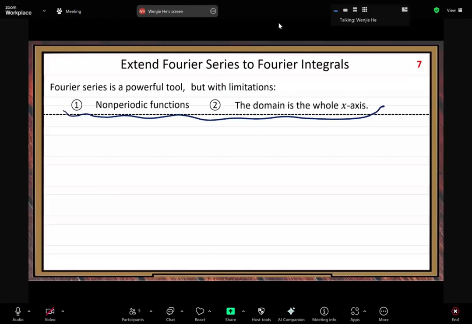Like the e function. The e function, you cannot use that way to describe, right? The e function covers the whole x-axis, without any period. Then you need to find a different way to represent it. All right, let's continue.